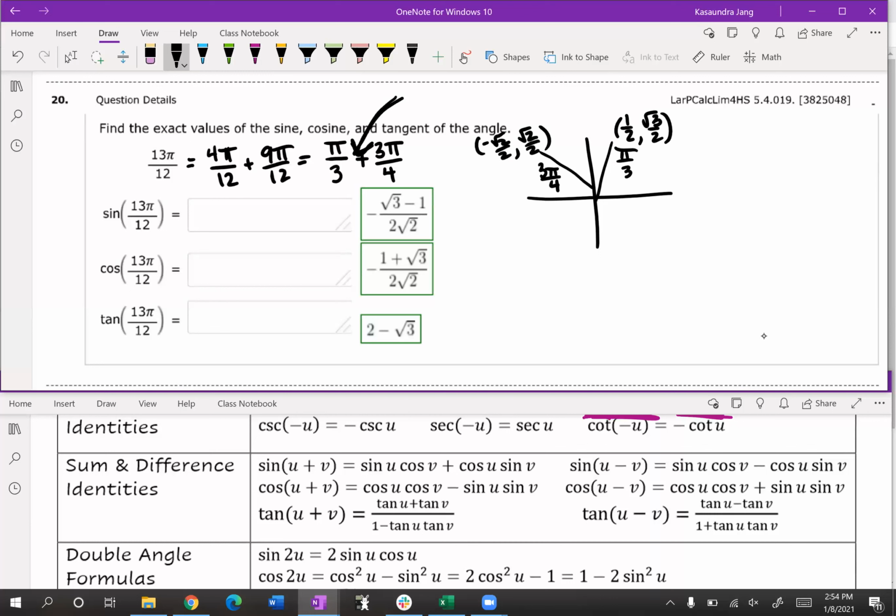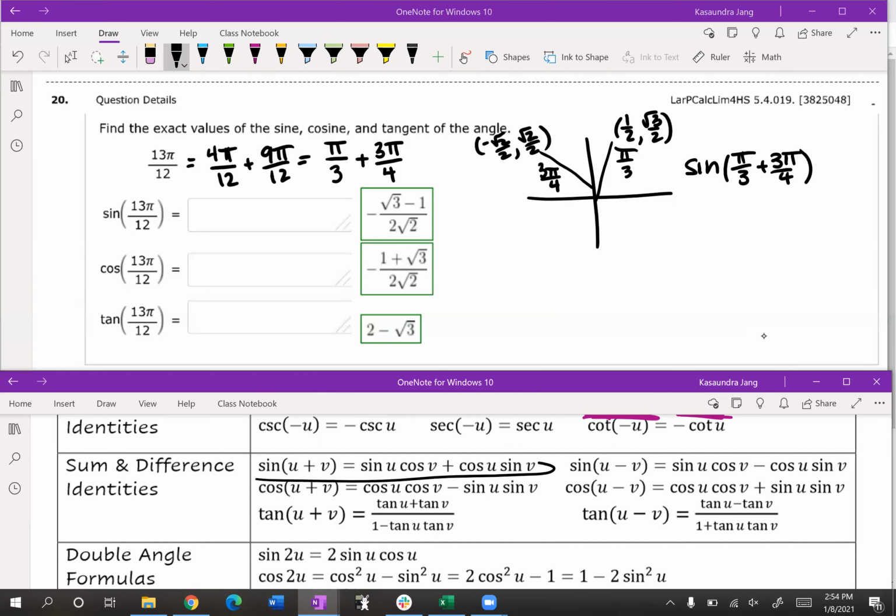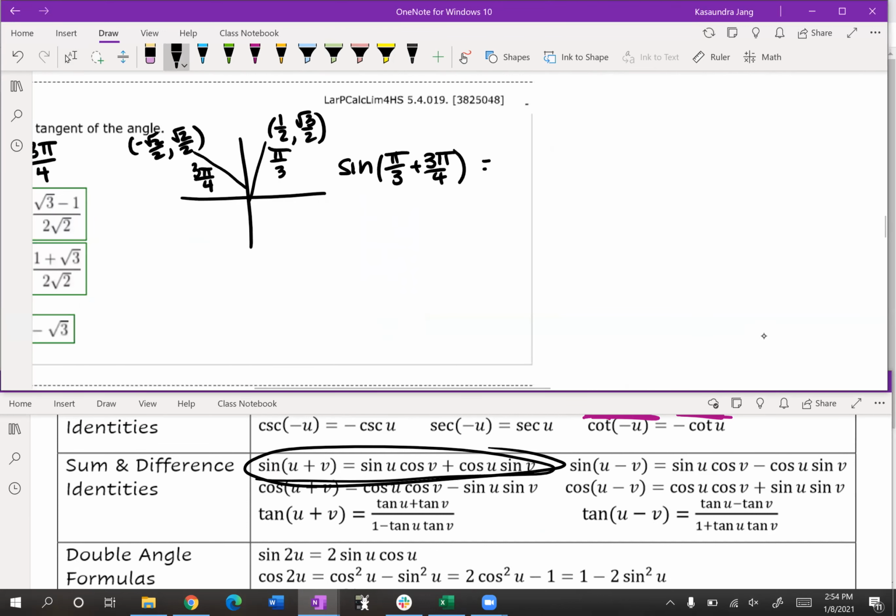So for my sine of 13 pi over 12, I'm going to do sine of pi thirds plus 3 pi fourths. That is this one right here in my identity sheet. So sine of u, which is sine of pi thirds, times cosine of v, so cosine of 3 pi fourths, plus cosine of u, so cosine of pi thirds, times sine of v, so sine of 3 pi fourths.